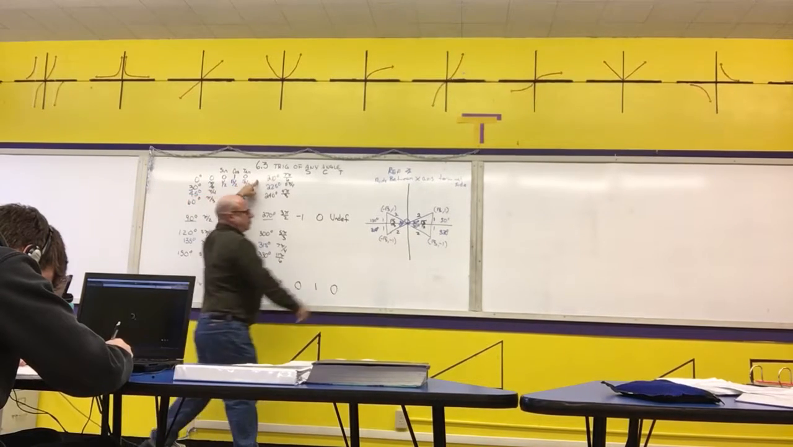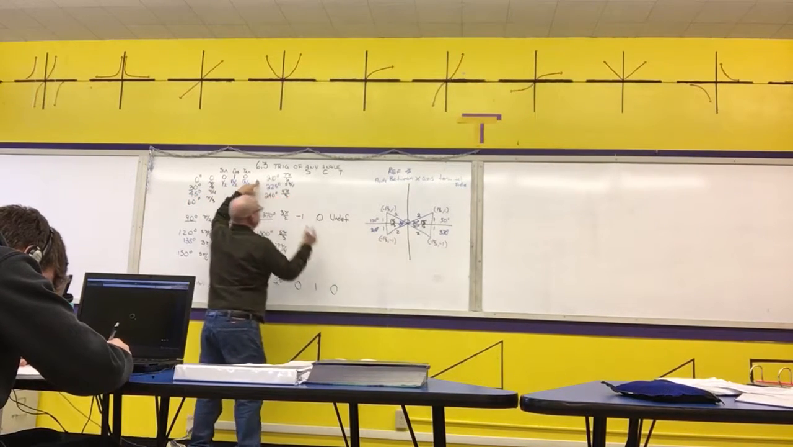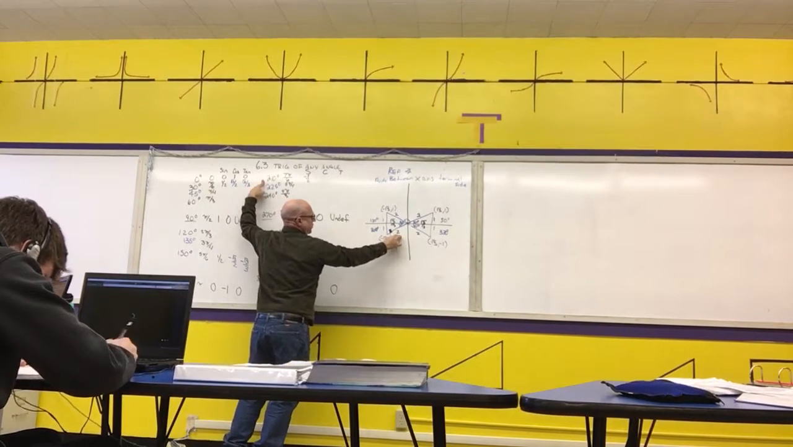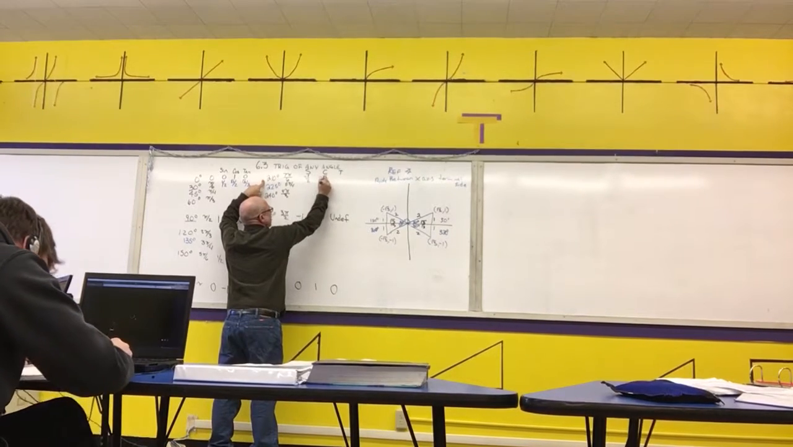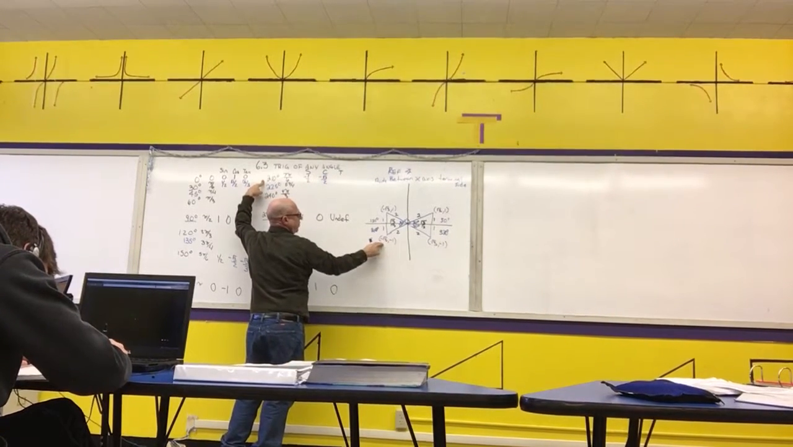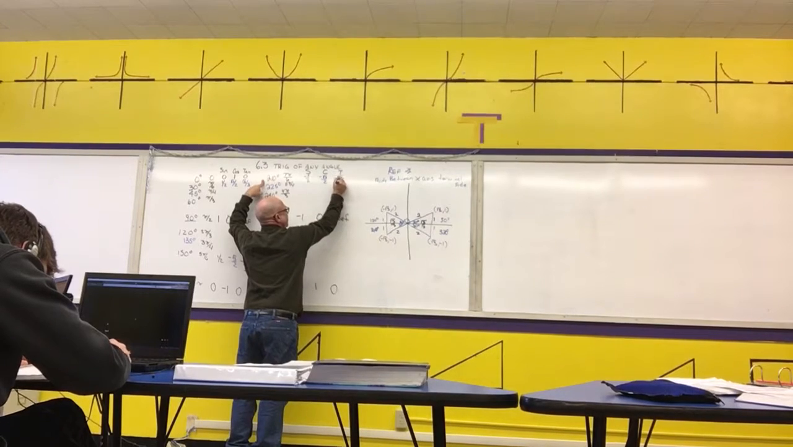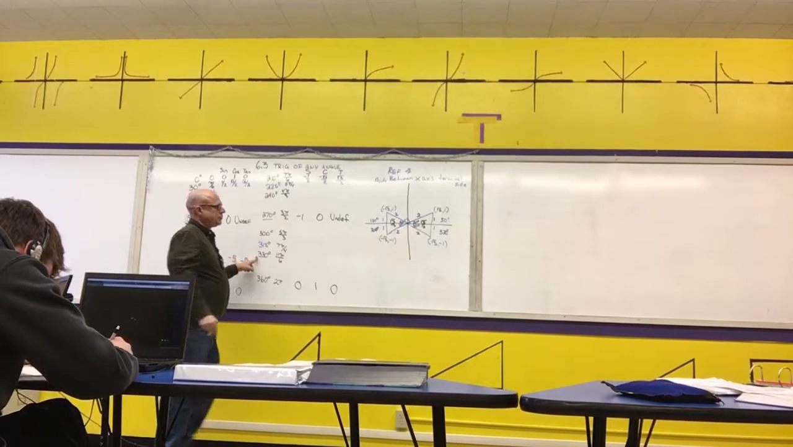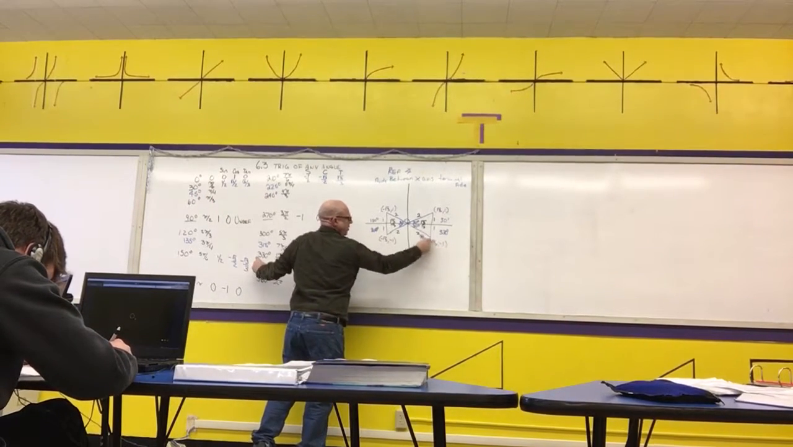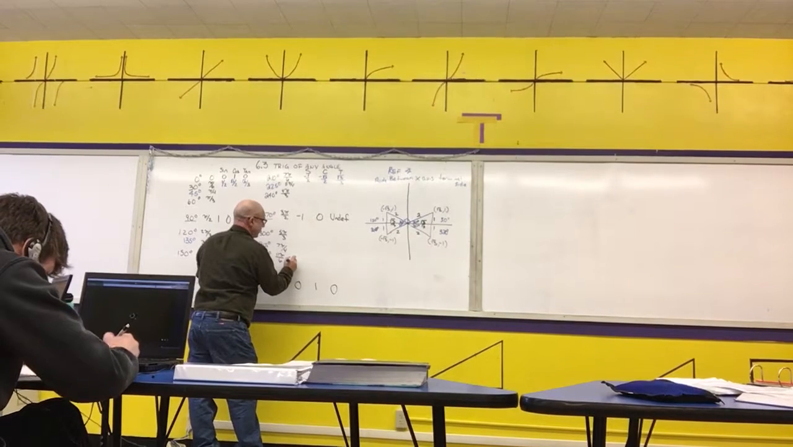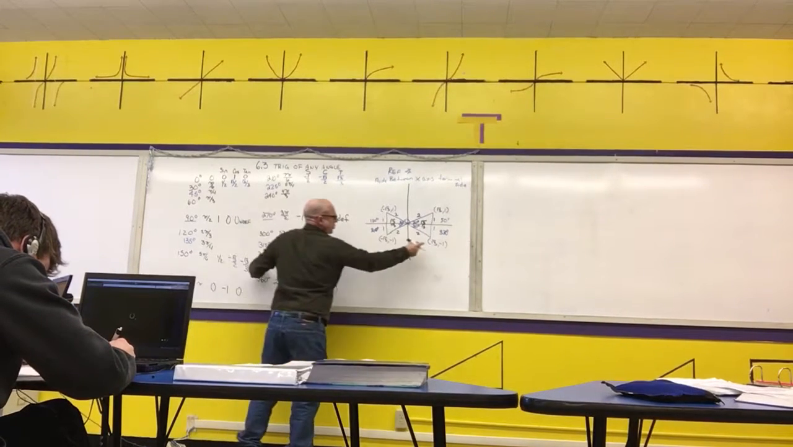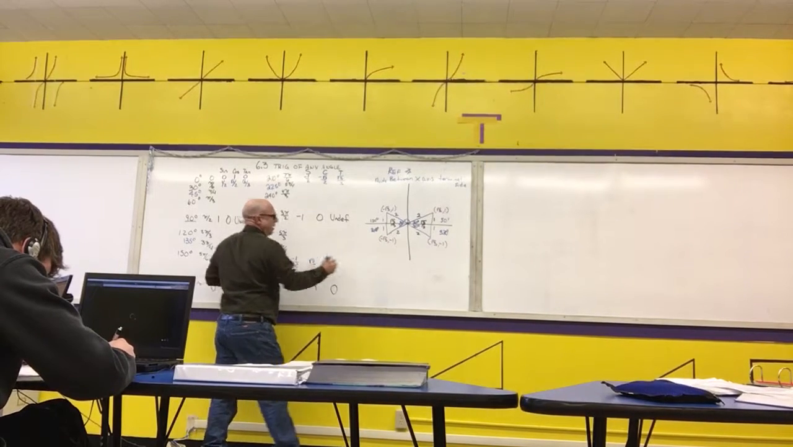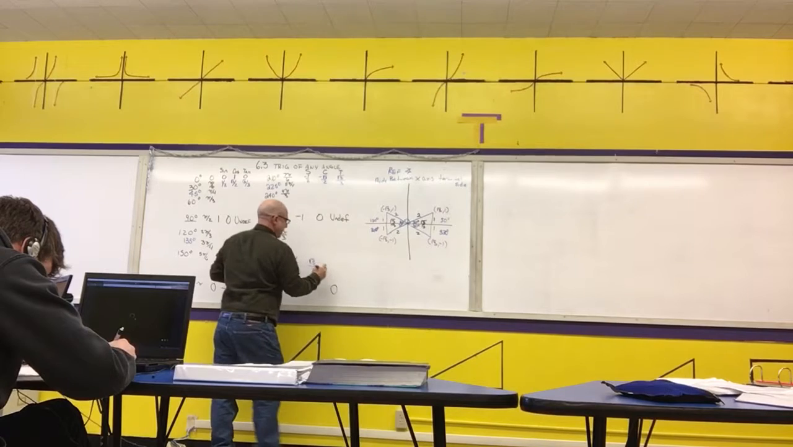Seven pi sixths. Y over r, negative 1/2. X over r, negative square root of 3 over 2. And tangent, negative 1 over root 3 would be the positive square root of 3 over 3. The last one here is negative 1/2, square root of 3 over 2 positively, and negative 1 over root 3 would be negative root 3 over 3.